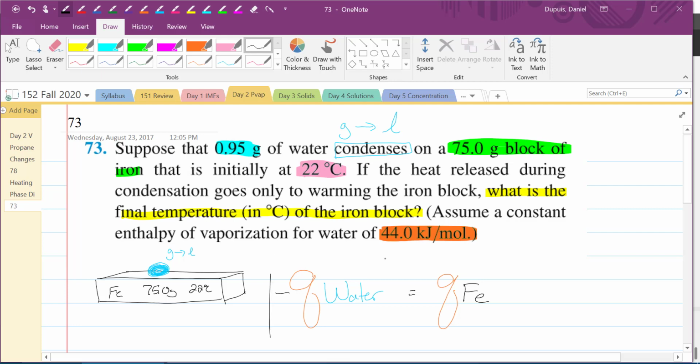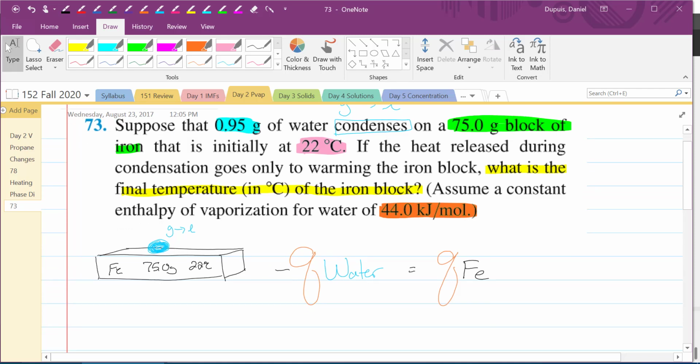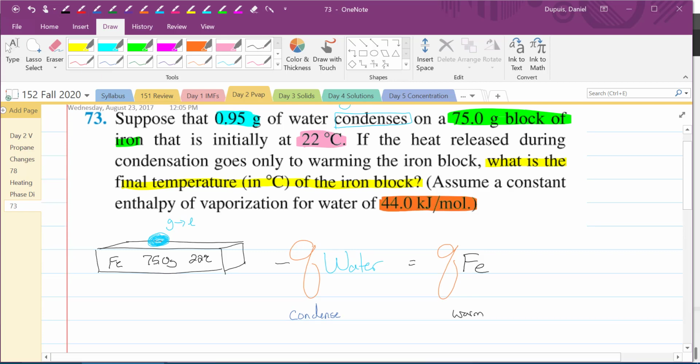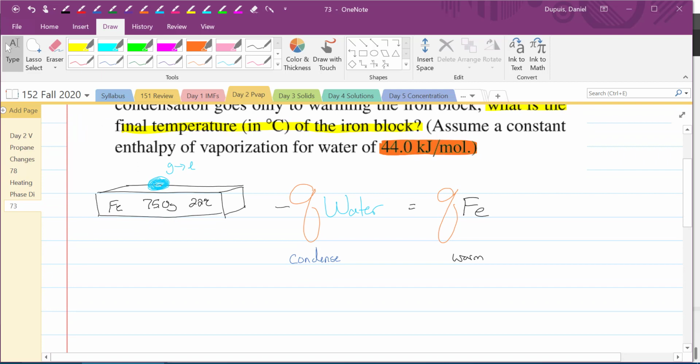You can do, and maybe you've been taught this way, the absolute value of both is the same. But the heat released by the water is equal to the heat gained by the iron. Now, one thing we have for the water, all the water is doing is condensing. It's not doing anything else. The iron is going to warm. So we look at water. I can do water independently here.